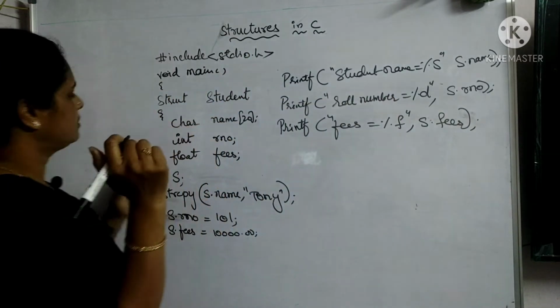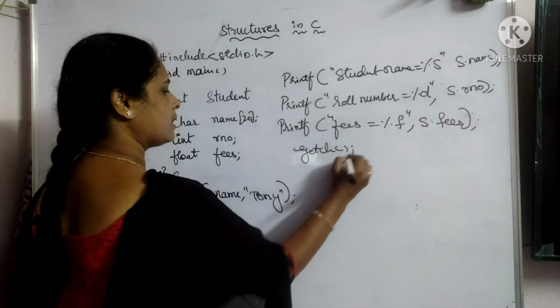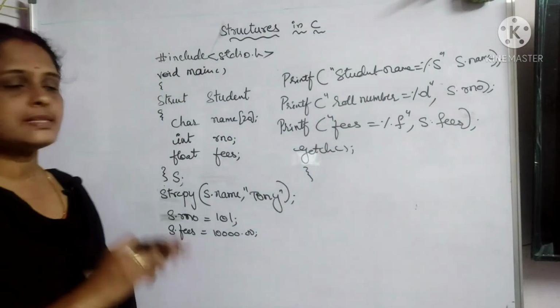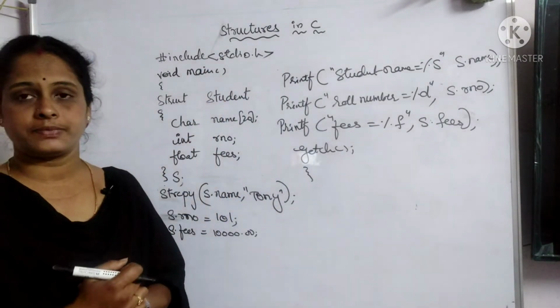And that's it. Finally, get CH and stop it. This is a simple program to demonstrate structure in C.